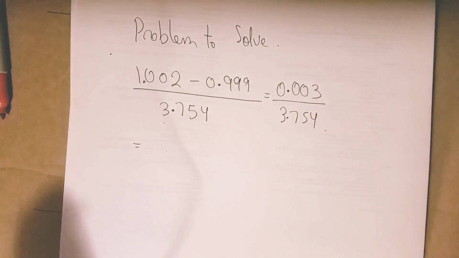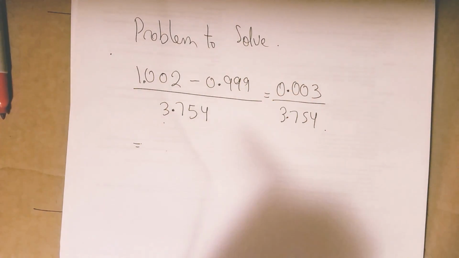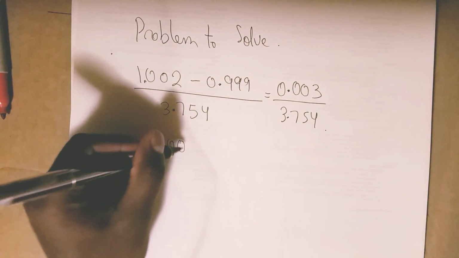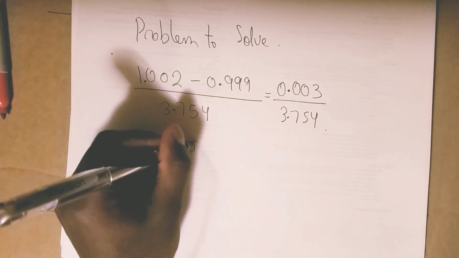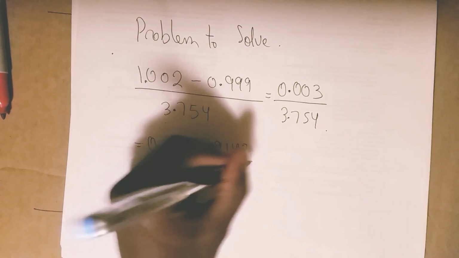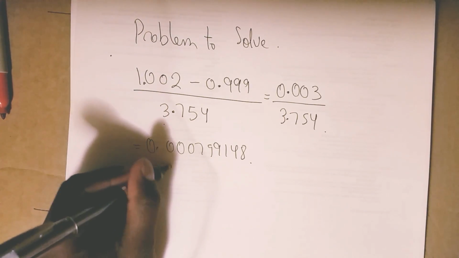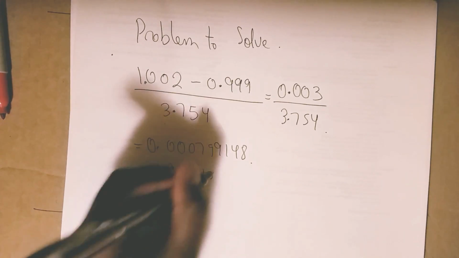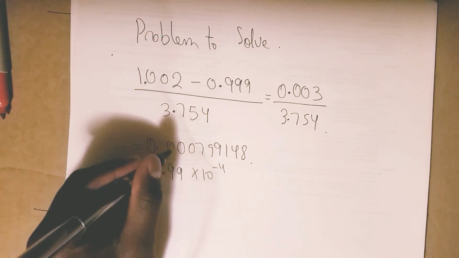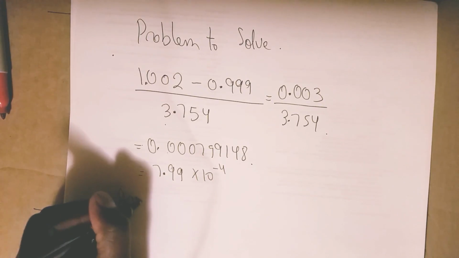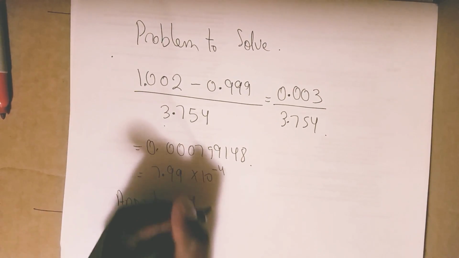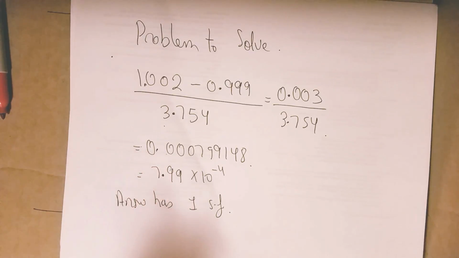So this is a problem to solve. You get 0.003 divided by 3.754 is equal to 0.000799148. When you round that off, you get 7.99 times 10 to the power of minus 4. 1, 2, 3, 4. The answer has 1 significant figure. So why is that?